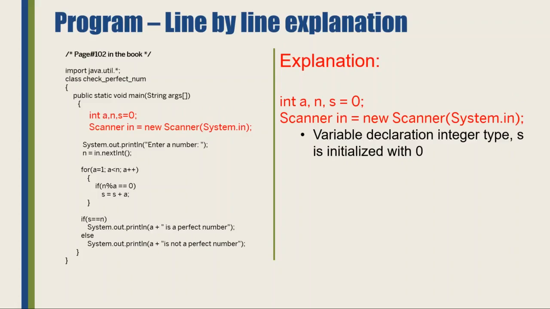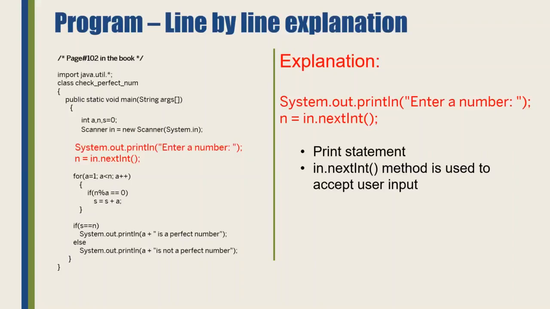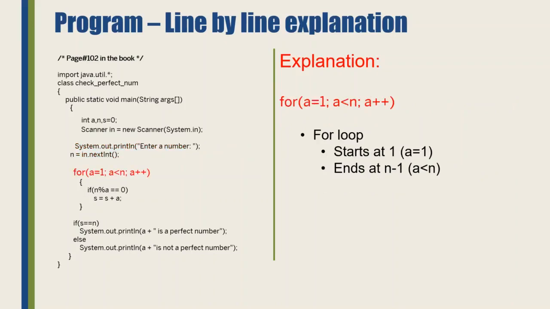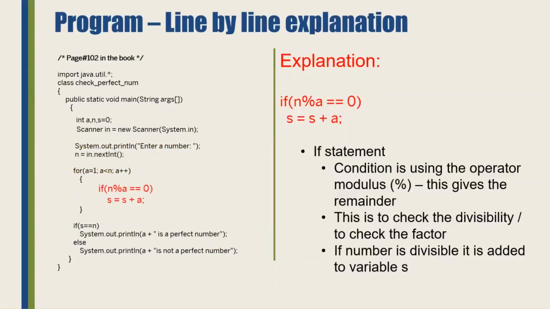Scanner class object in is used to accept the user input when we enter a number. Now we have the print statement which is used to print the message on the screen. Moving on, we have the in.nextInt method which is used to accept the user input. Moving on to the next slide, we have the for loop which starts from 1 and goes till 5. Inside the for loop, we have the if statement in which we have a condition to find the factors of 6 by the divisibility method. And then all the factors are added to variable s one by one.